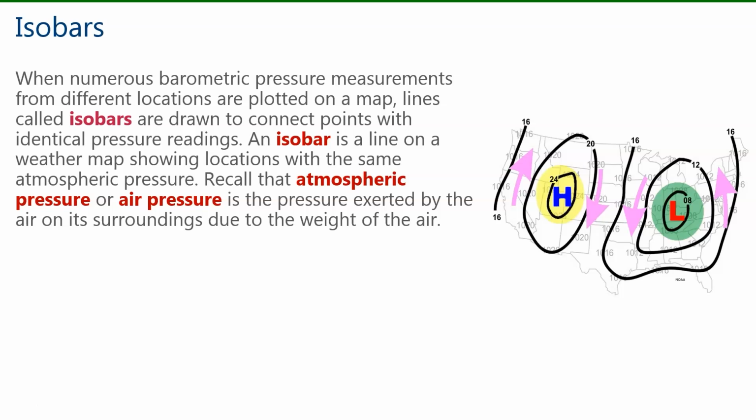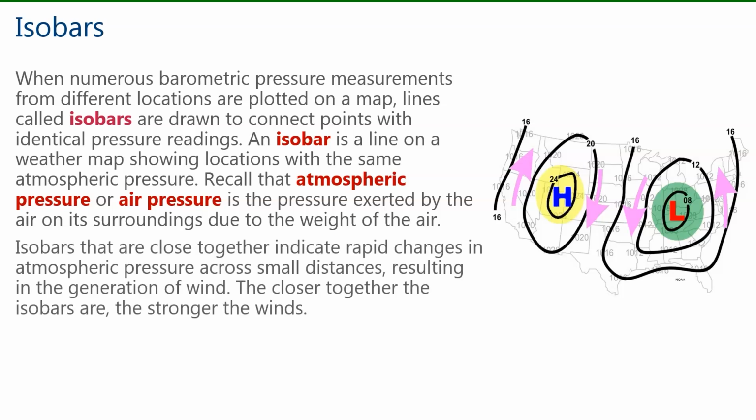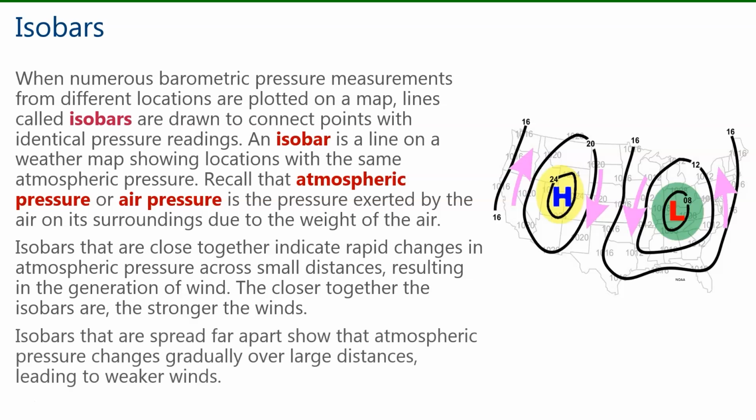Recall that atmospheric pressure or air pressure is the pressure exerted by the air on its surroundings due to the weight of the air. Isobars that are close together indicate rapid changes in atmospheric pressure across small distances, resulting in the generation of wind. The closer together the isobars are, the stronger the winds. Isobars that are spread far apart show that atmospheric pressure changes gradually over large distances, leading to weaker winds.